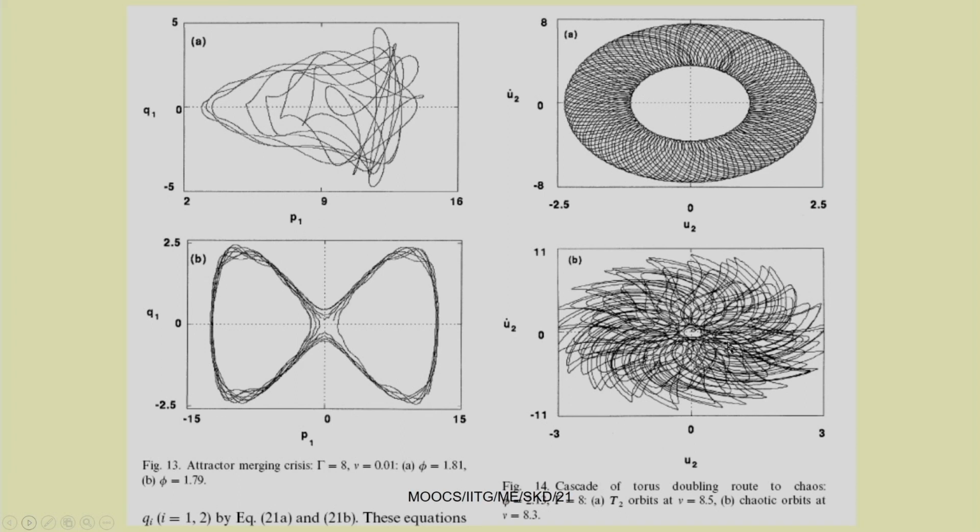This cascade of torus doubling route to chaos you can also find. Initially the response is quasi periodic or torus. Now, by changing the system parameter you can see this is the torus doubling route to chaos. In this way, you can study different types of instability regions, different types of response, and also chaotic response, crisis, all these things in a simpler system like a beam just excited from the base.